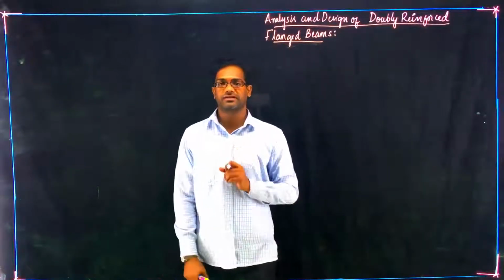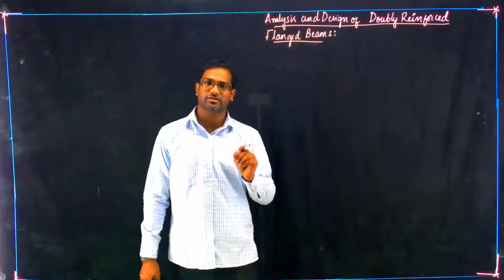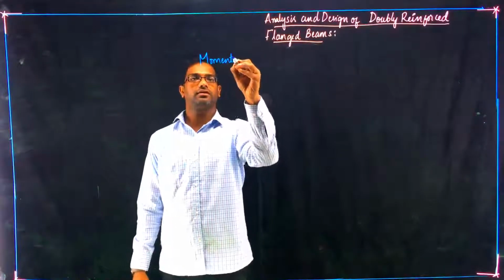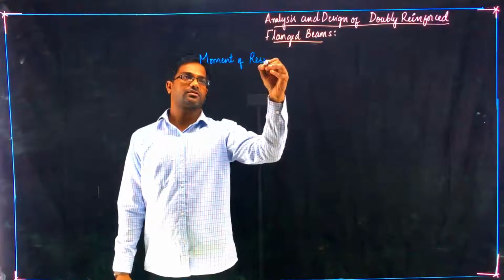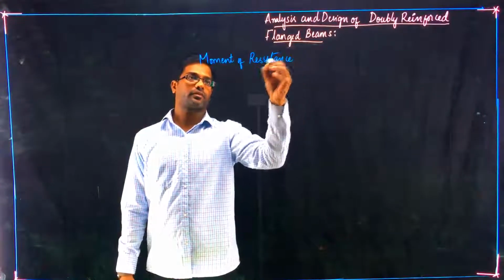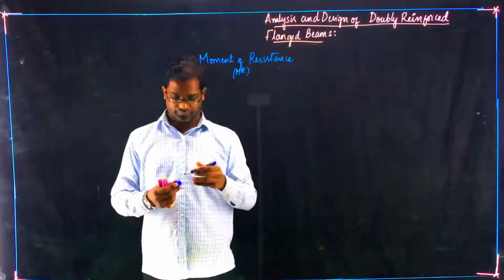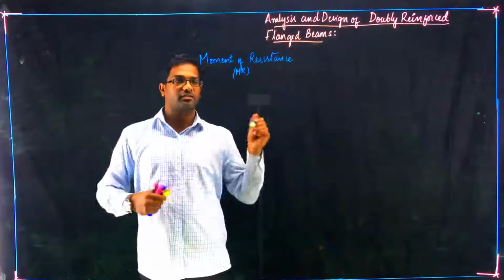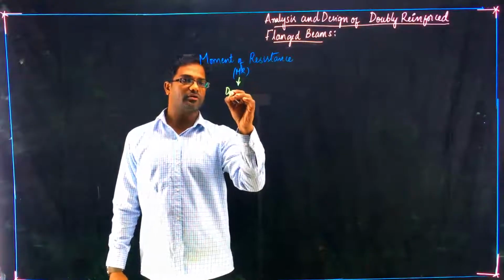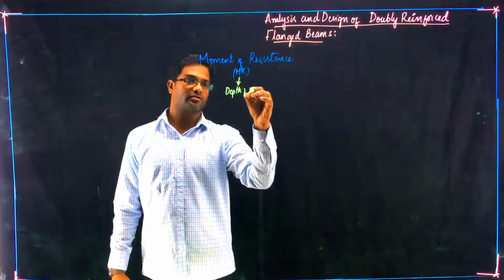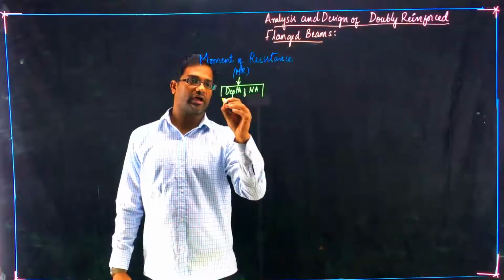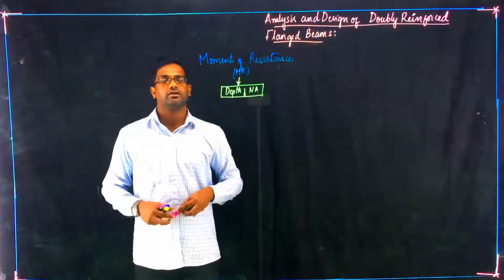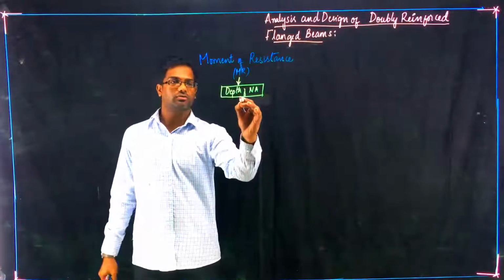The moment of resistance of a flanged doubly reinforced beam depends upon the depth of neutral axis. So if you want to calculate the moment of resistance of a doubly reinforced beam, then it directly depends upon the depth of neutral axis. Now, as per the depth of neutral axis, we can categorize the beam into two.